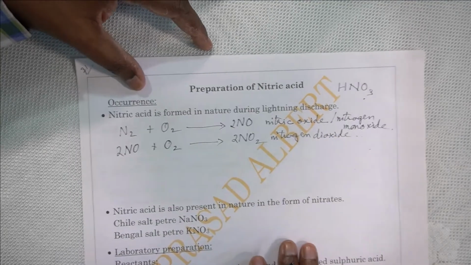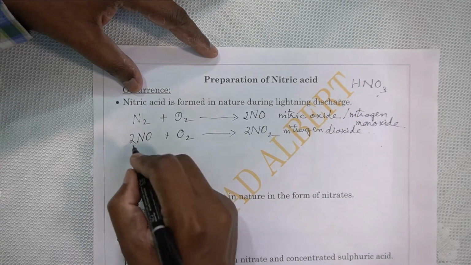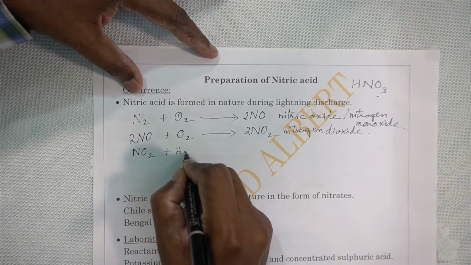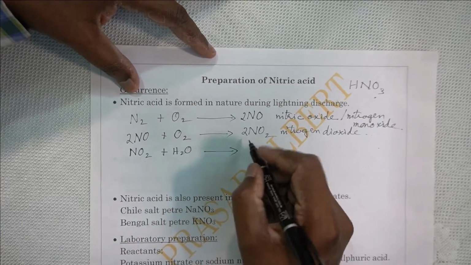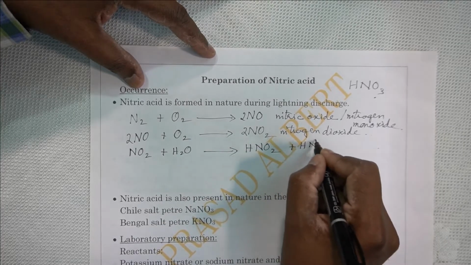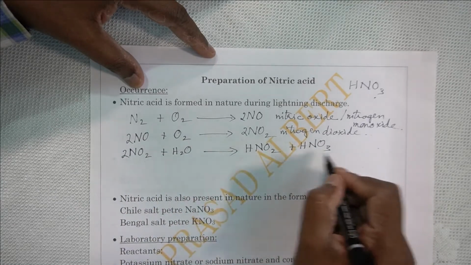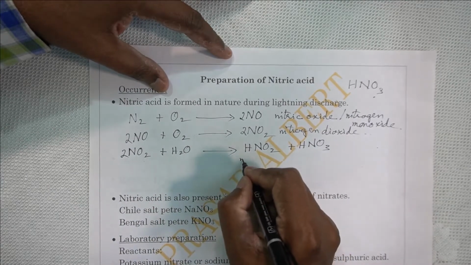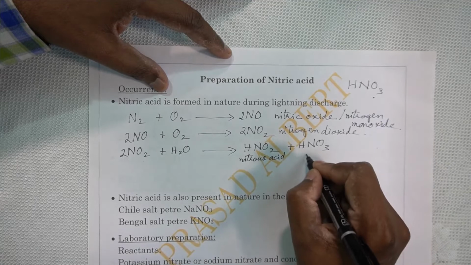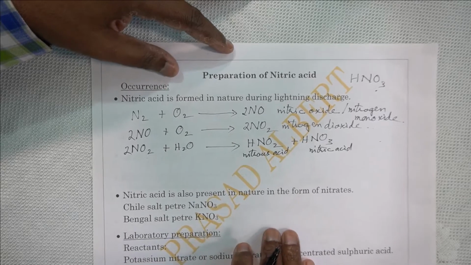Then the nitrogen dioxide is highly soluble in water. You know, just after the lightning discharge, there will be rain. So the nitrogen dioxide can combine with rainwater. So what is obtained? A mixture of two acids, HNO2 plus HNO3. You can balance the reaction. HNO2 is nitrous acid, and HNO3 is nitric acid. So a mixture of two acids is formed.